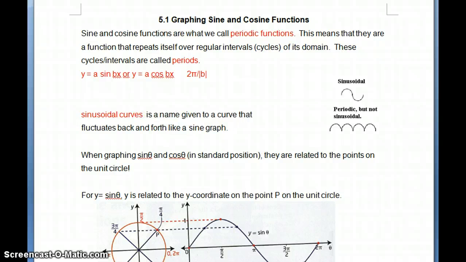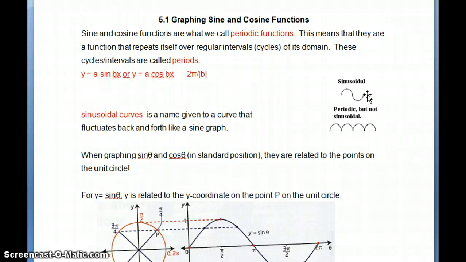And if you can take a guess, it has to do with the curve that will look like the sine graph. So if we look at this little example here, the graph of sine starts off at the origin and follows a nice little wave. If it has that little wave that fluctuates back and forth, and looks like sine, then it's definitely a sinusoidal curve.